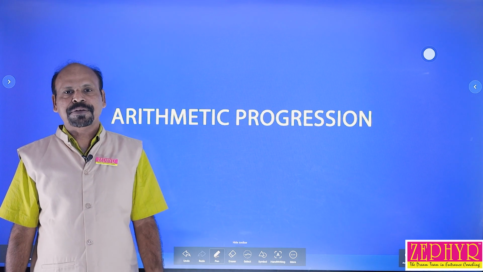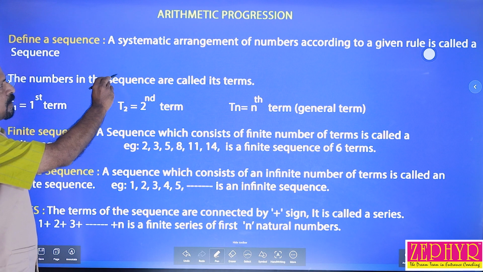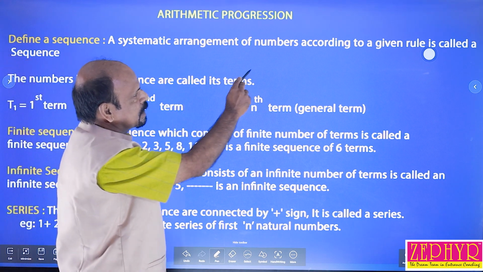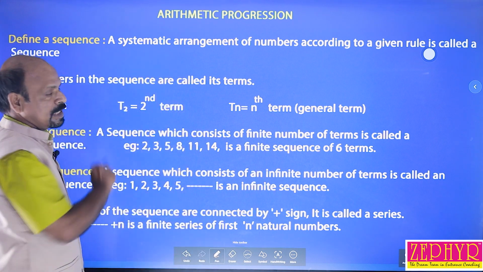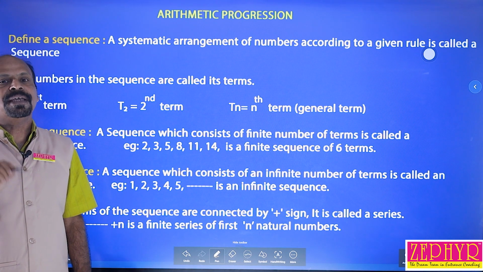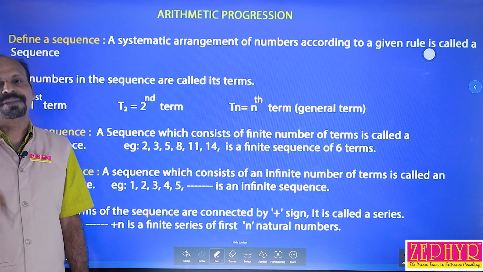Before that, what do you mean by a sequence? Define a sequence. A sequence is a systematic arrangement of numbers according to a given rule. That means a sequence satisfies a certain rule. We can call the numbers the terms of the sequence.